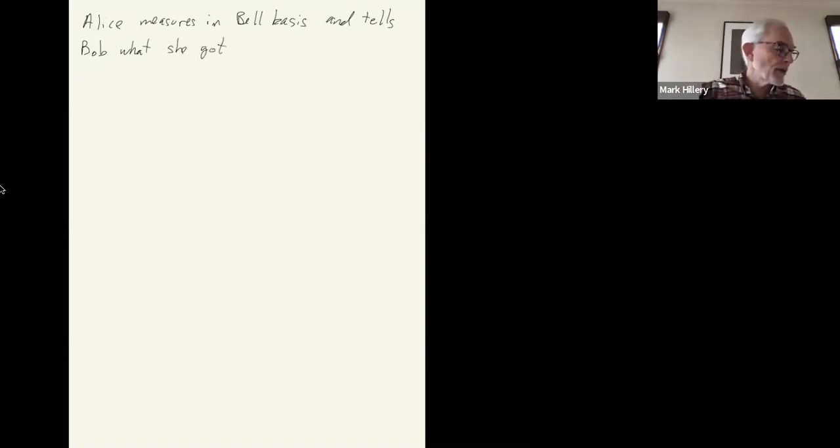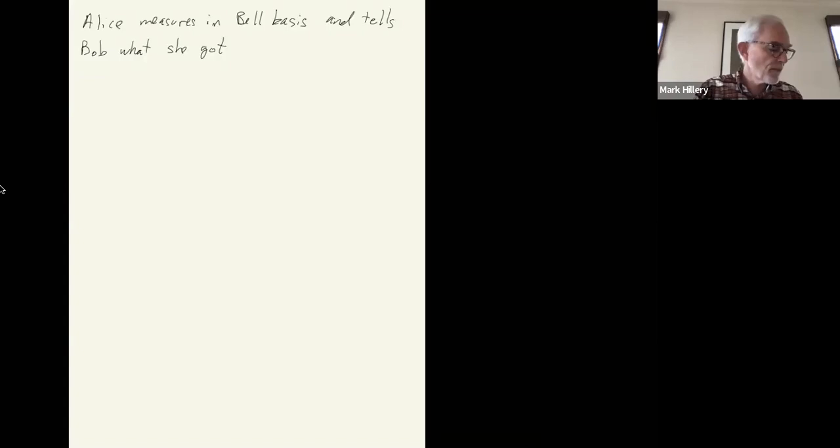All right. By the way, it's called the Bell basis because these states are very useful if you want to violate a Bell inequality. But that's a related subject. And at least one of the talks at the meeting will be about a generalization of Bell inequalities to networks, which is a subject I don't know much about. So I'm looking forward to that talk so I can learn about it. So anyway, Alice measures in the Bell basis and she tells Bob what she got.